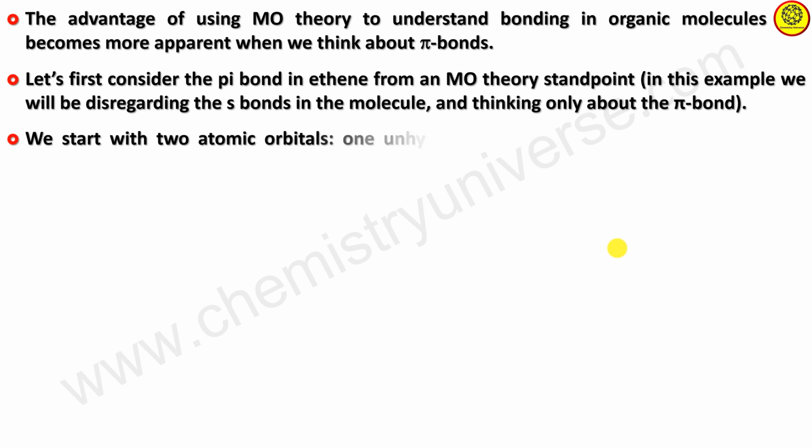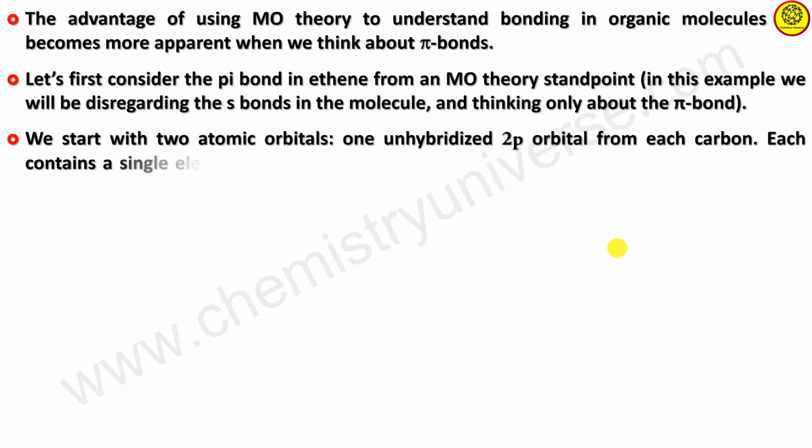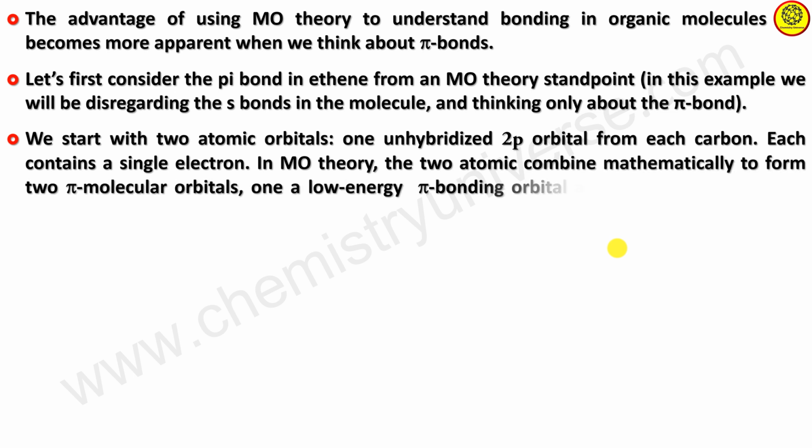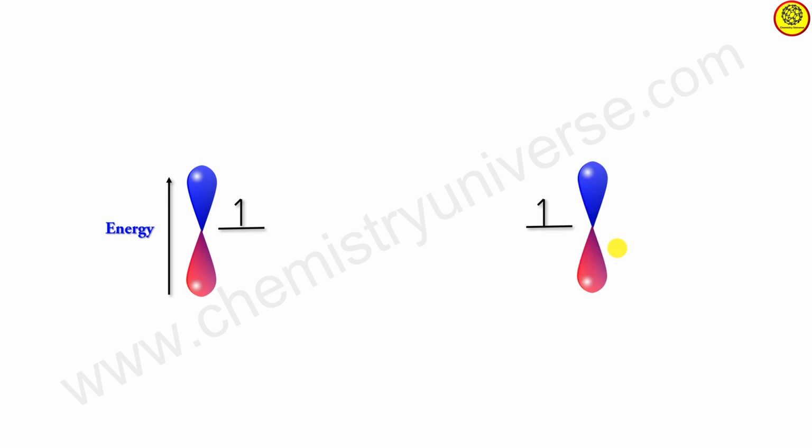We start with two atomic orbitals, one unhybridized 2p orbital from each carbon. Each contains a single electron, and in the MO theory, the two atomic orbitals combine mathematically to form two pi molecular orbitals, one lower in energy, which is the bonding, and one higher in energy, which is the anti-bonding. So this is how I'm going to depict this. This is the energy axis. These are the individual p orbitals. Now remember the blue and the red, there is no difference between them. These are basically the plus and the minus. And as far as the wave function is concerned, the plus and the minus have no difference as such.